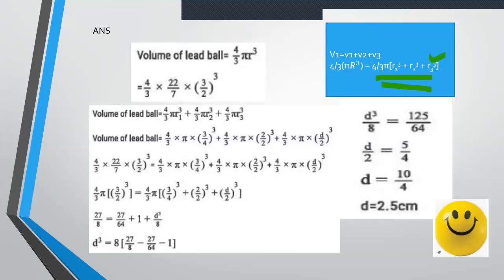You can see it's a lot of pi's and r's here and there. Nothing. Don't have any issues. Simply cut off 4/3 pi, 4/3 pi from both the sides. So you're left with basically 3/2 cube is equal to this much.